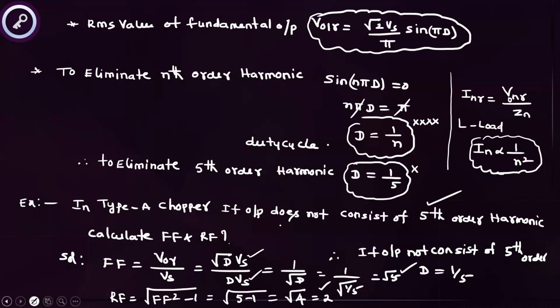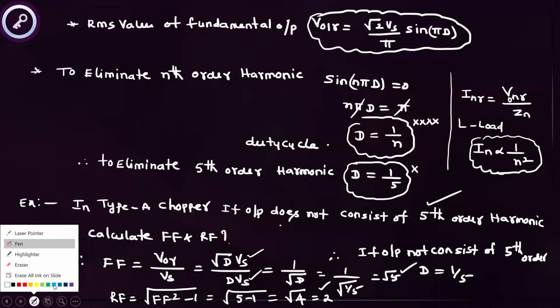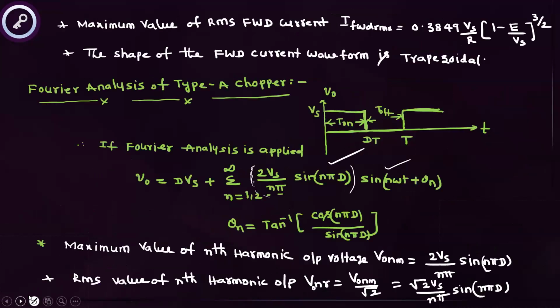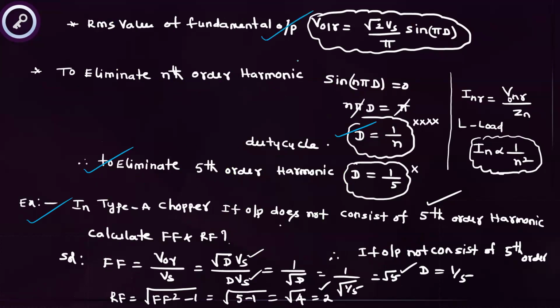For those preparing for PSUs, this is important, and to eliminate nth order harmonic, the duty cycle is important. But for those preparing from the GATE point of view, these formulas are important. What is the maximum value of nth harmonic output? What is the RMS value of nth harmonic? What is the RMS value of fundamental? These formulas are important that you have to consider. Next.